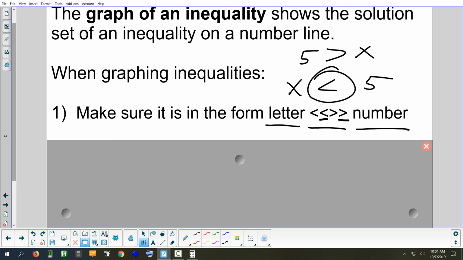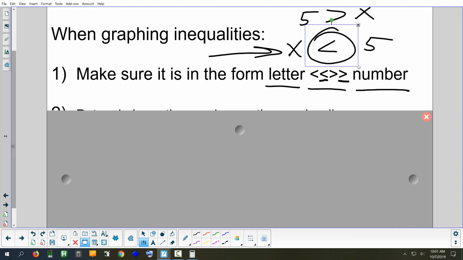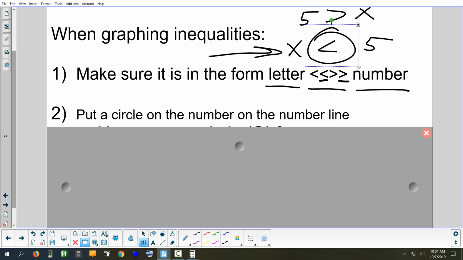It should be letter, symbol, number. And then that tells you which way to shade. If you don't set it up that way, it's going to tell you the wrong way to shade. Okay? So we're gonna always stick with trying to do it like that. Now, when I say shade, there's actually 2 parts to shading. There's the shading part, and then there's putting a circle.